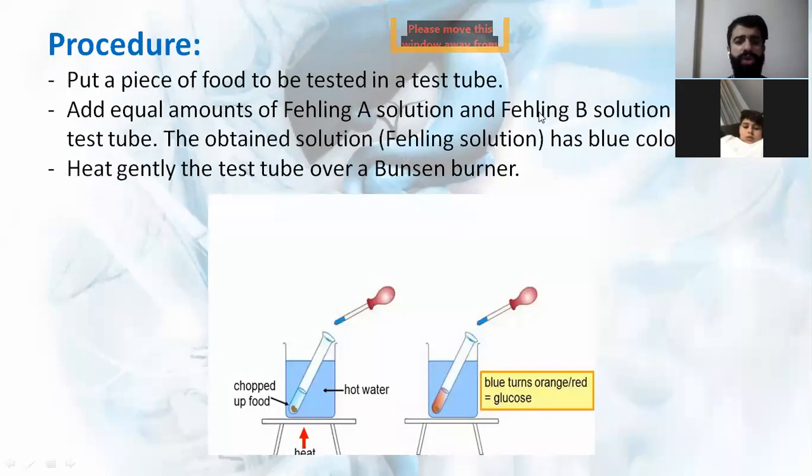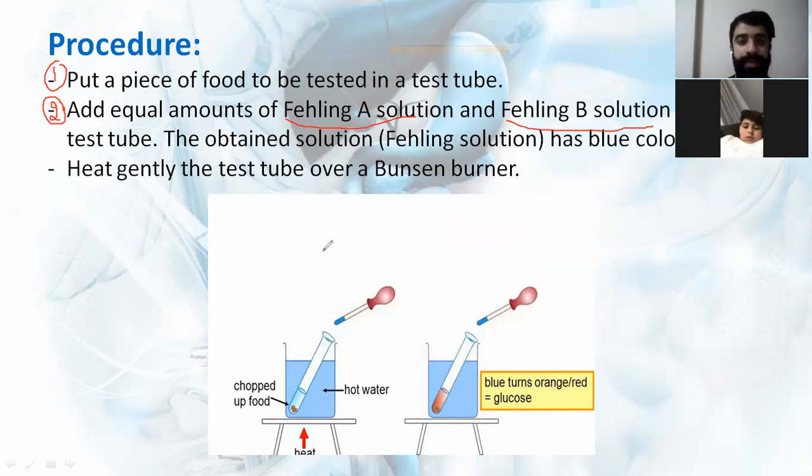Procedure. What do we do? We put a piece of food in a test tube. You ask me, do you want to study them by heart, word by word? No. But you have to know that we bring a piece of food, put it inside a test tube, then we add equal amounts. This is the first step. Step number two, we add equal amounts of Fehling A solution and Fehling B solution to the test tube. So these two solutions will be added to the food.